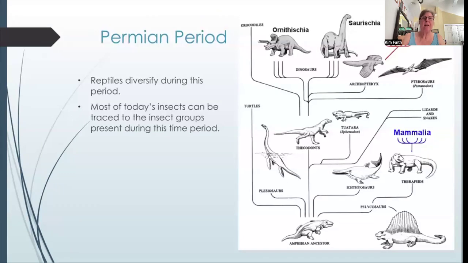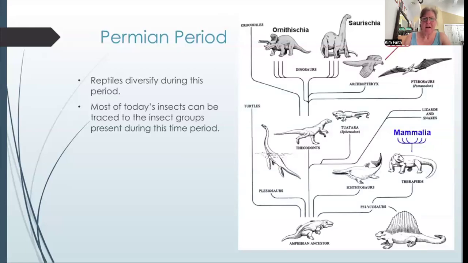So the Permian period, this is where we start getting our reptiles. Our reptiles start to diversify. Most of today's insects can be traced to this time period, so their ancestors. So those lovely cicadas we're hearing right now, their ancestors can be traced back to this period of time.